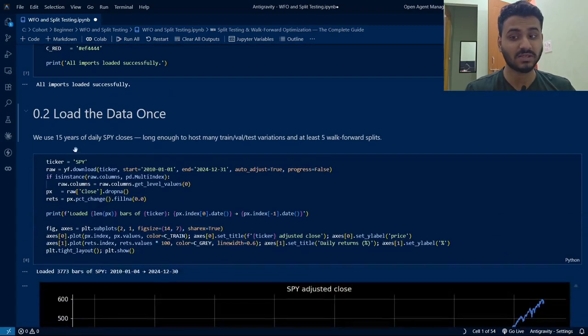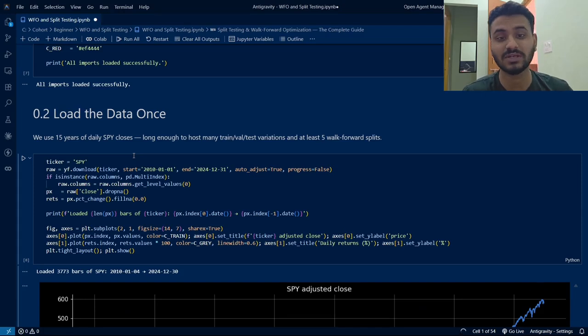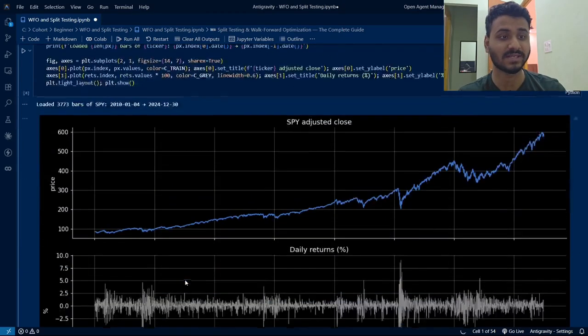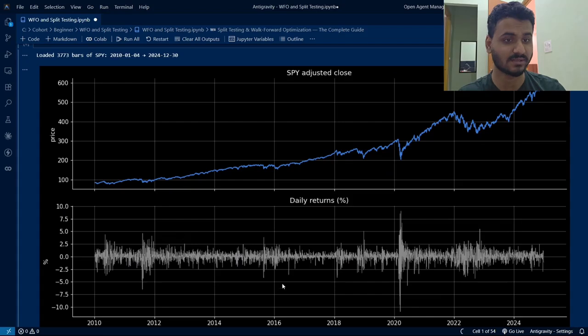Then once your data is loaded, we use 15 years of S&P 500 data, long enough to host several train, test, validation, holdouts, and at least 5 walk forward splits. Now, as you can see, this is the adjusted close data. This is the daily returns.